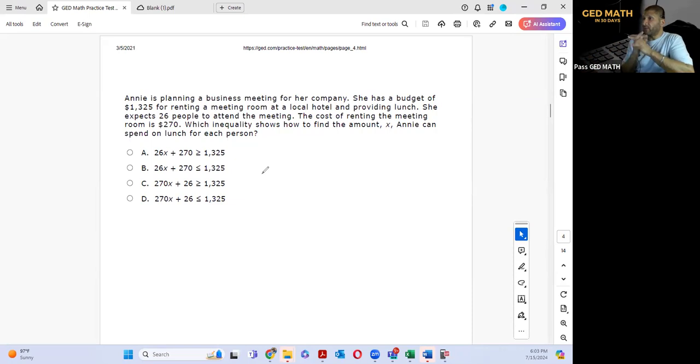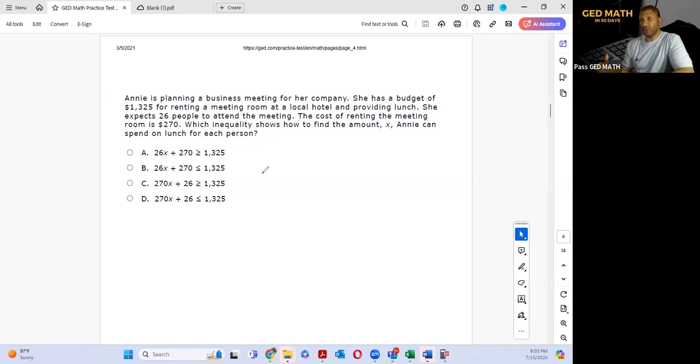Annie is planning a business meeting for a company. She has a budget of $1325 for renting a meeting room at a local hotel and providing lunch. She expects 26 people to attend the meeting. The cost of renting the meeting room is $270. Which inequality shows how to find the amount X Annie can spend on lunch for each person?